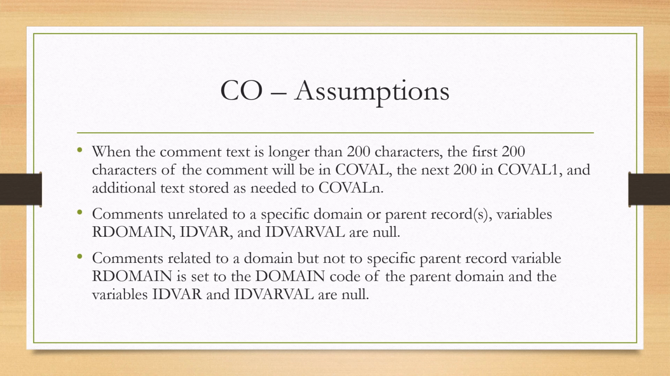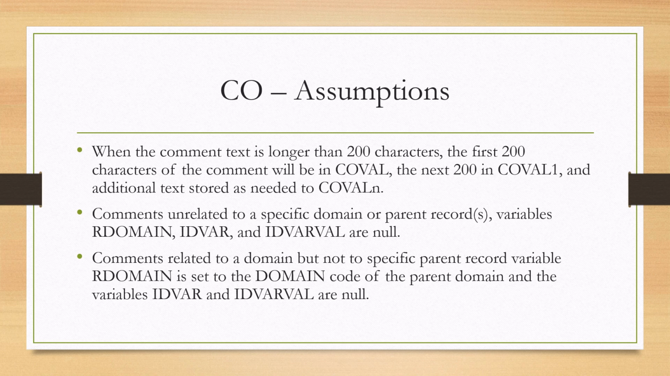The next case is comments which are related to a domain but not to a specific parent record. In this case, RDOMAIN is set to the domain code of the parent record, and the variables IDVAR and IDVARVAL are null. If the comment is related to a domain, we do know which domain it is related to, whether LB, AE, or another. So we have the information of RDOMAIN and can populate it. However, since we do not know which specific record it is related to, we cannot have the information of IDVAR or IDVARVAL.